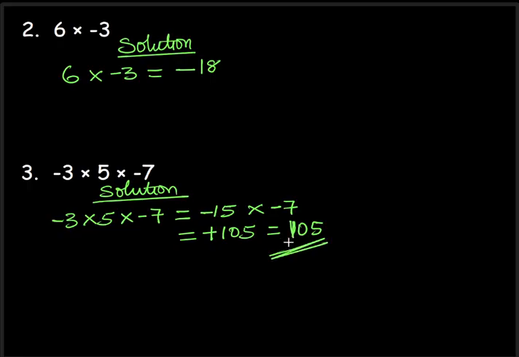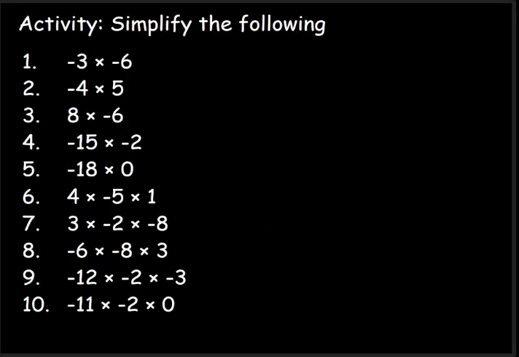Okay, so that is what we have. So that brings us to the end of our example. So we have an activity here. Simplify the following. You are to multiply this. Follow the rules carefully. Multiplication is very simple. Plus times plus is plus, minus times minus is plus. Then plus times minus is minus, minus times plus equals minus. Please follow the rules carefully.